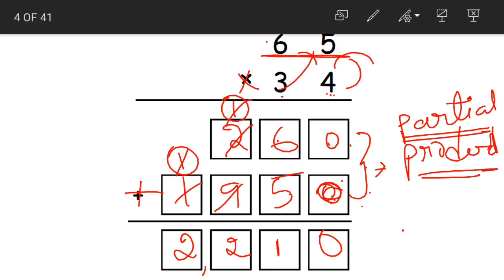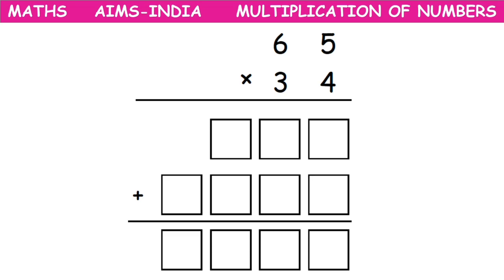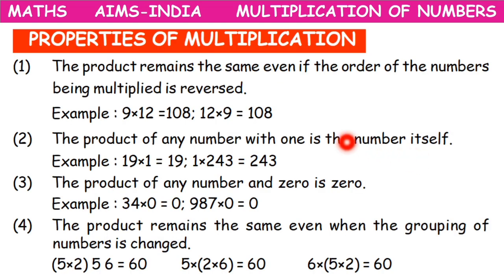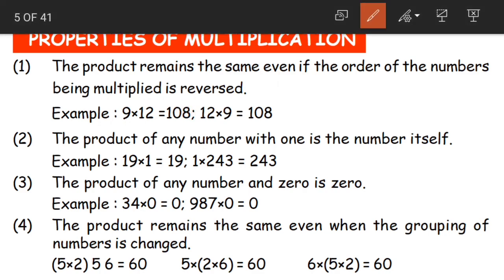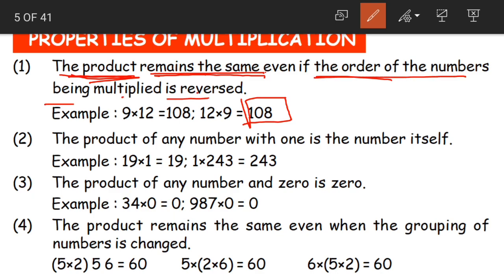Okay children, this was multiplying a 2-digit number with another 2-digit number. Now let us look at some properties of multiplication. The first property is that the product remains the same even if the order of the numbers being multiplied is reversed. What are they saying about the product? That it remains the same. What is the product again, children? The product is the answer of multiplication, the answer that we get from multiplication. It remains the same even if the order of the numbers being multiplied is reversed.